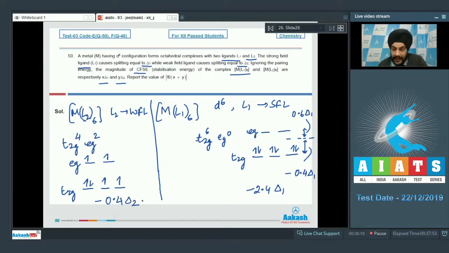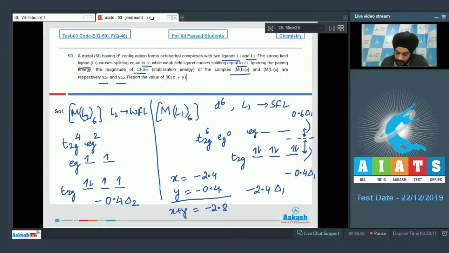If we look very carefully at the energies which are given to us, students, we can see that the value of X is equal to minus 2.4 and the value of Y is equal to minus 0.4. So the sum will come out to be minus 2.8. The value to be reported will be 10 times the magnitude of 2.8, which will come out to be 28. So for question number 50, we have to mark the correct answer as 28.